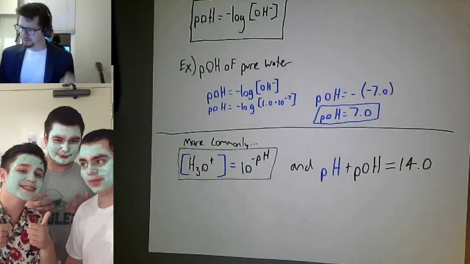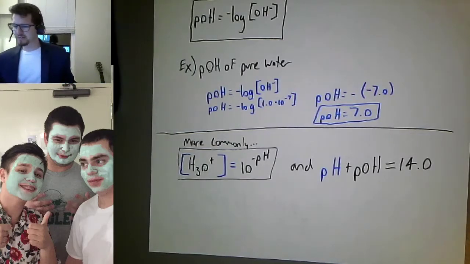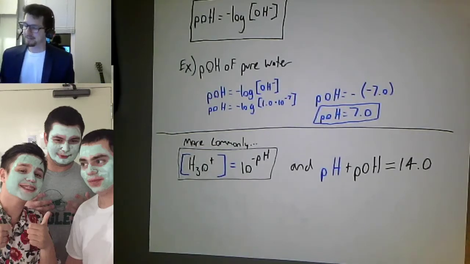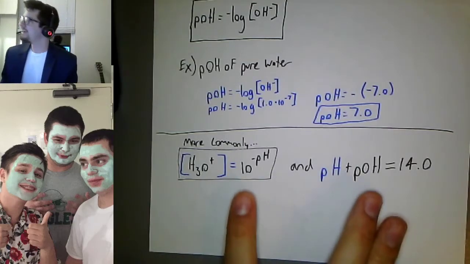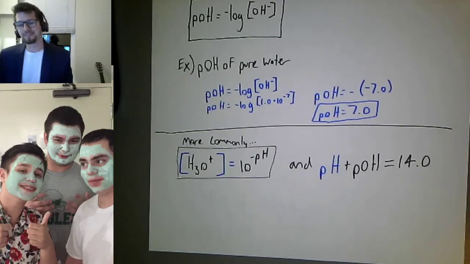But Mr. Brown, you might ask, this is the pOH section. Why are we doing equations with pH? Well, that is because pH and pOH are what I'd call inextricably linked. You can't do one without the other. I know we did it yesterday, but that doesn't count because we were learning.